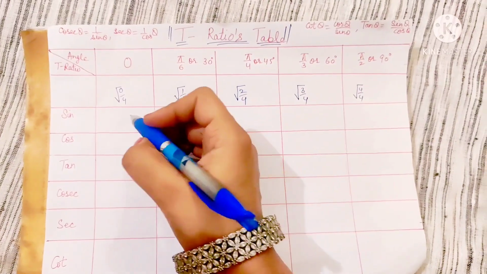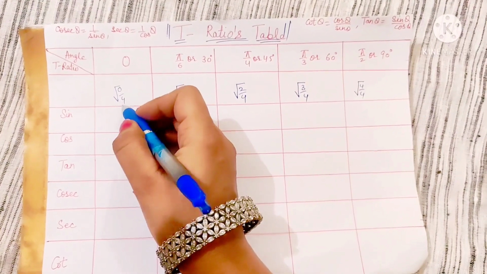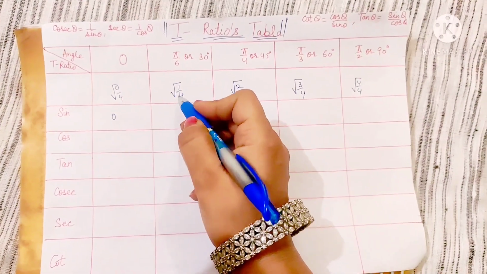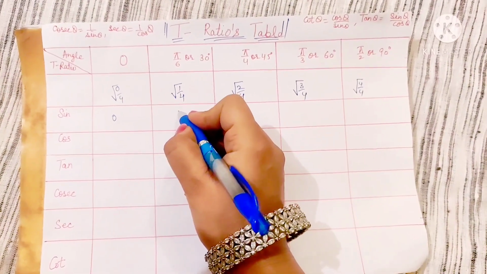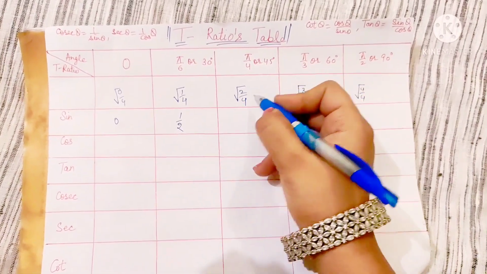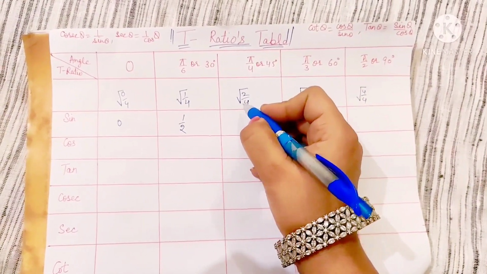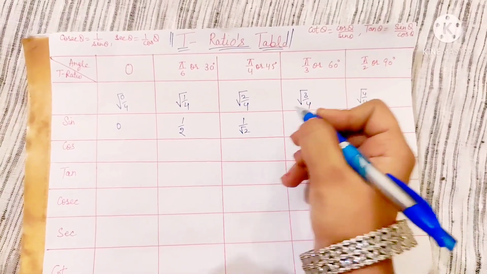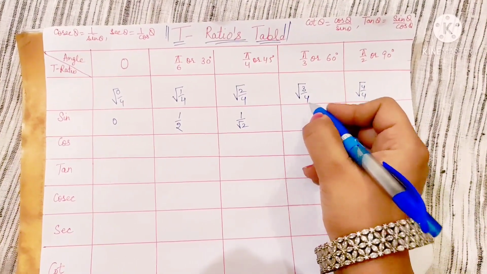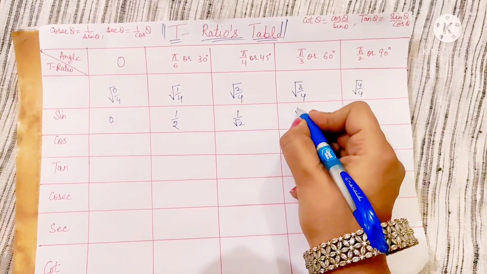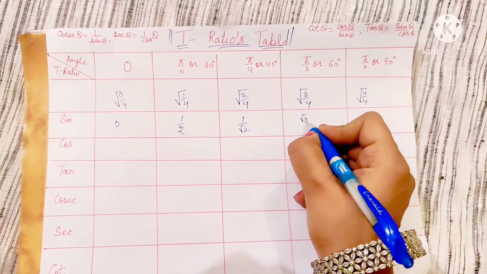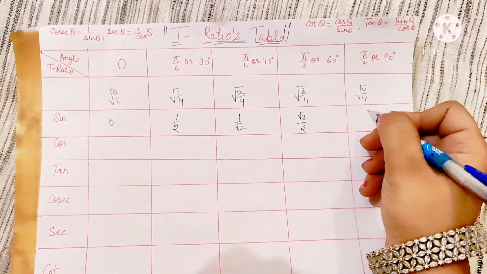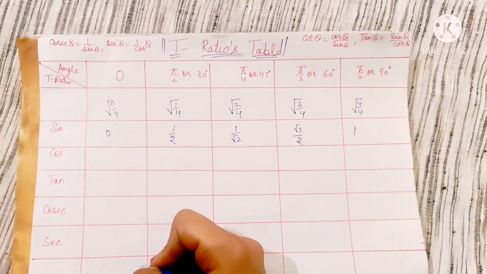For sin 0, under root of 0 by 4 is equal to 0. Under root of 1 by 4 is equal to 1 by 2. Under root of 2 by 4 is equal to 1 by under root 2. Under root 3 by 4 is equal to under root 3 by 2. Under root 4 by 4 is equal to 1.